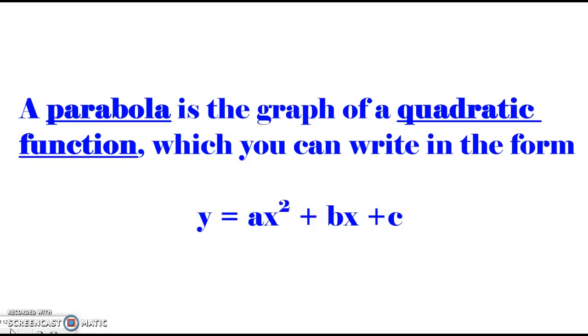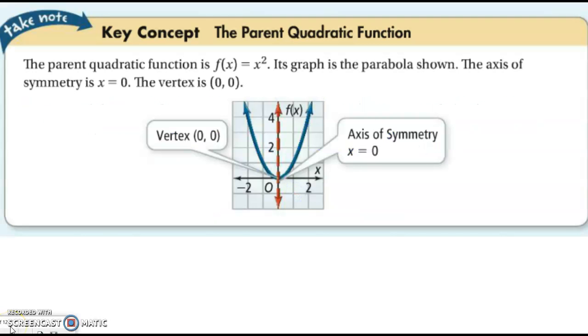A parabola is the graph of a quadratic function, which you can write in the form y equals ax squared plus bx plus c. So the big thing to see here is a quadratic happens when the largest exponent is 2. The parent function of a quadratic looks like this.